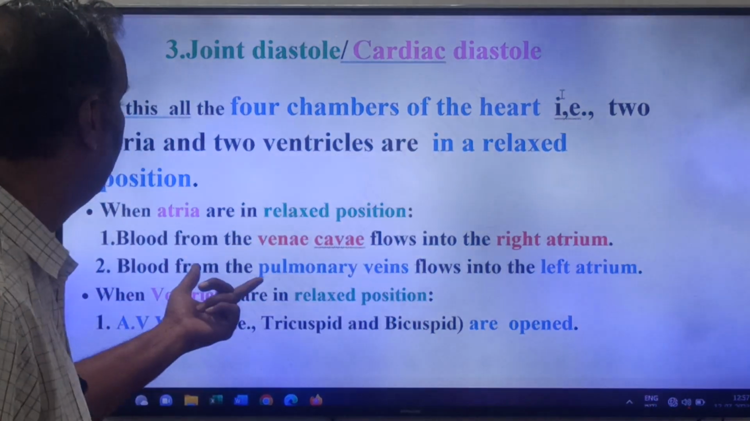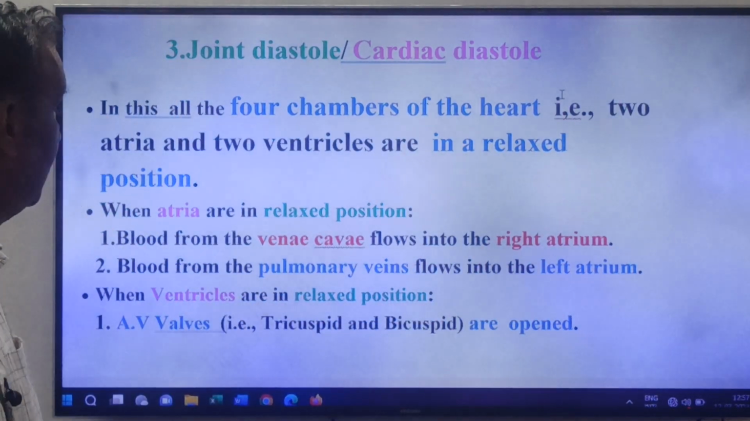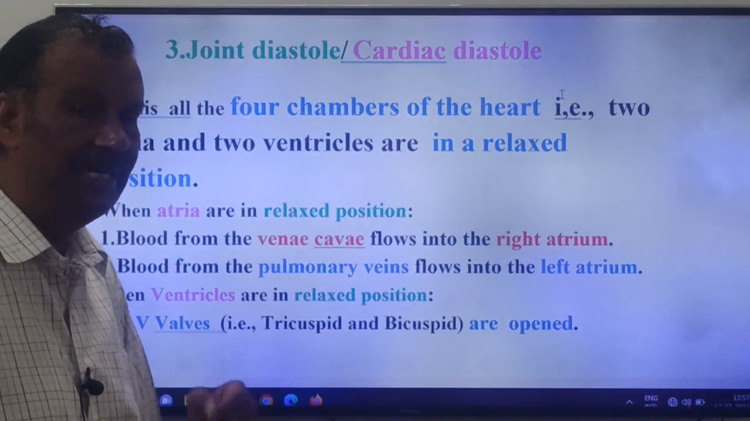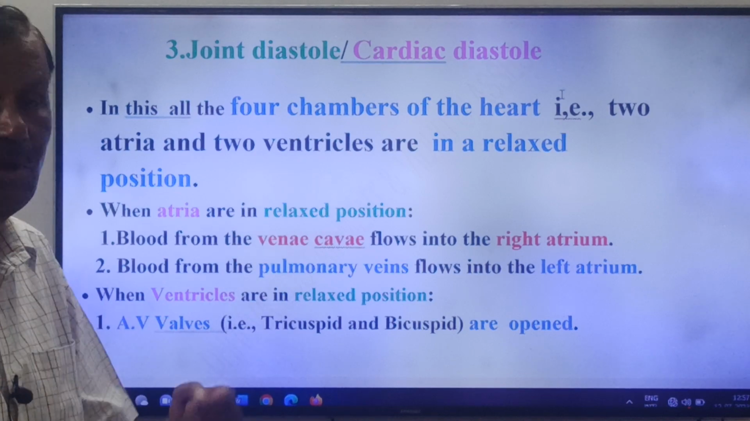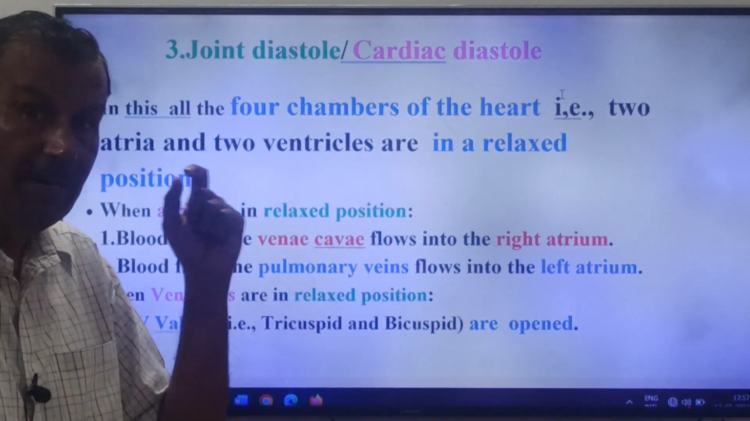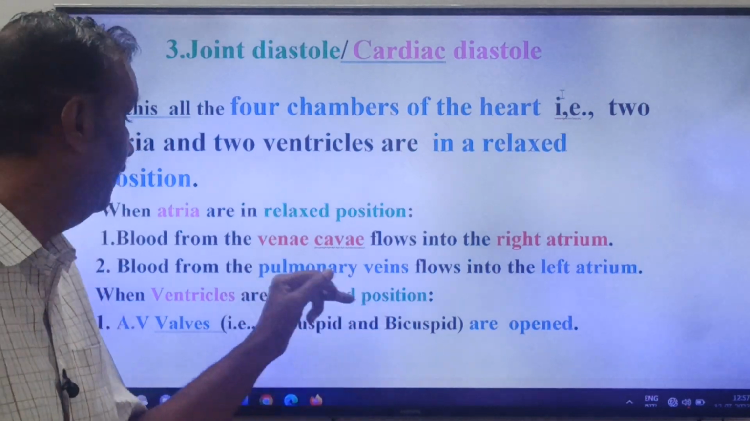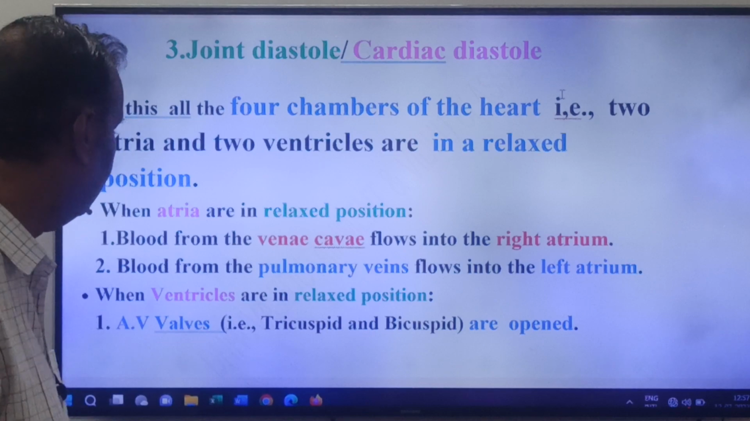Now friends, blood from the pulmonary veins flows into the left atrium. See friends, blood from the vena cava enters into the right atrium. All veins carry impure blood, but pulmonary veins are the veins which carry pure blood from the lungs to the left atrium. Blood from the pulmonary veins flows into the left atrium.